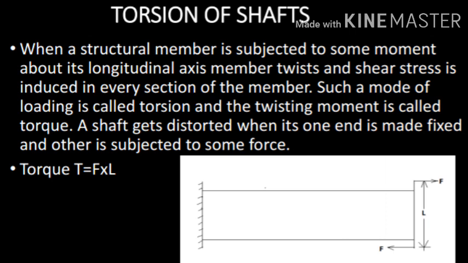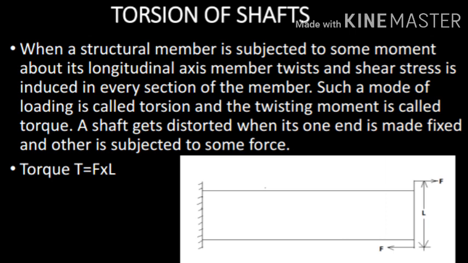Today we are going to discuss the torsion of shafts. See, what is torsion? When a structural member is subjected to some moment about its longitudinal axis, the member tries to twist, just like wet clothes are twisted by us for drying. In a similar way, it tries to twist the shaft or structural member.